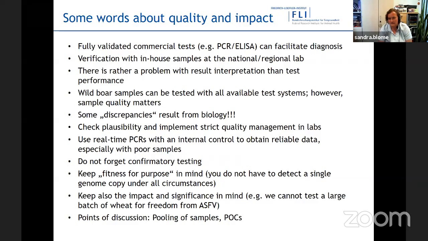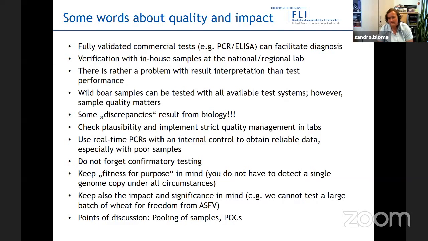In the end, it means that you do not have to detect a single genome copy under all circumstances. There are a lot of examples that you can control a disease with suboptimal test systems. If you look at bovine herpes virus, for example, some of the DIVA tests have a sensitivity of mainly 80% and also not really a good specificity, but it was helpful to control the disease.